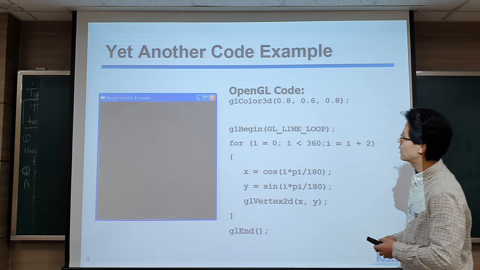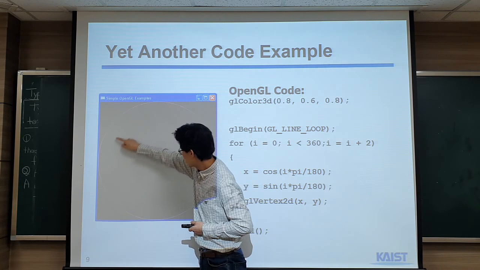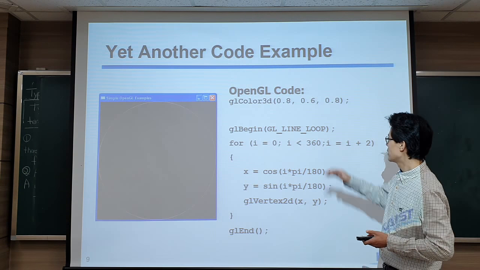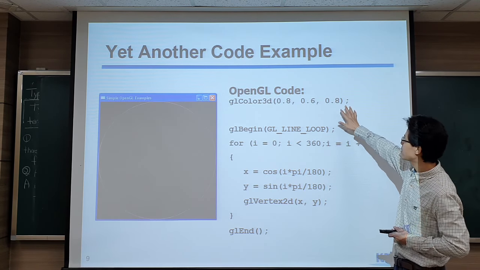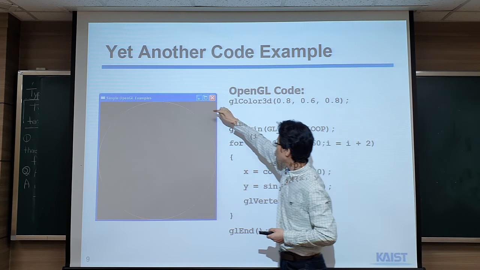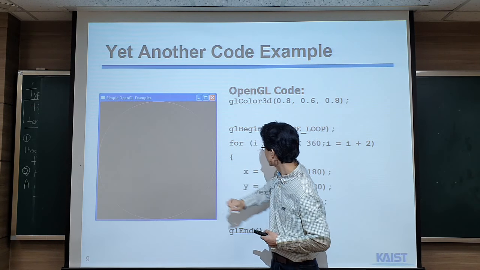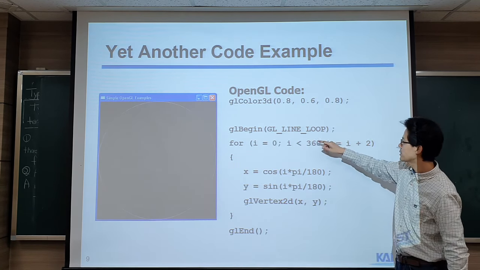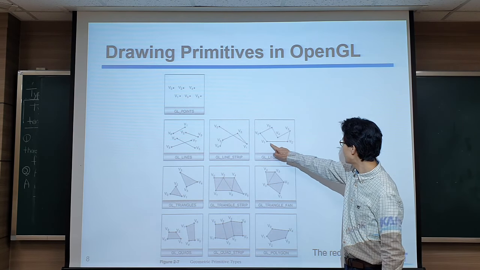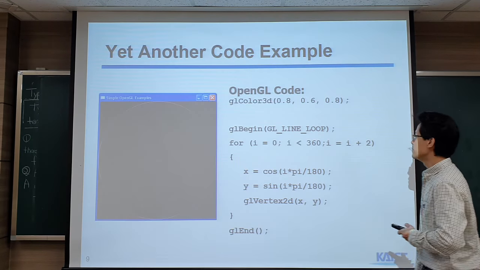Now we'd like to see another example. Here we draw a circle, and there could be many different ways of drawing the circle. For this one type, we specify the color again, and we specify the vertices of the circle and group them with GL line loop. With line loop, once we specify the vertices, we connect them with lines.